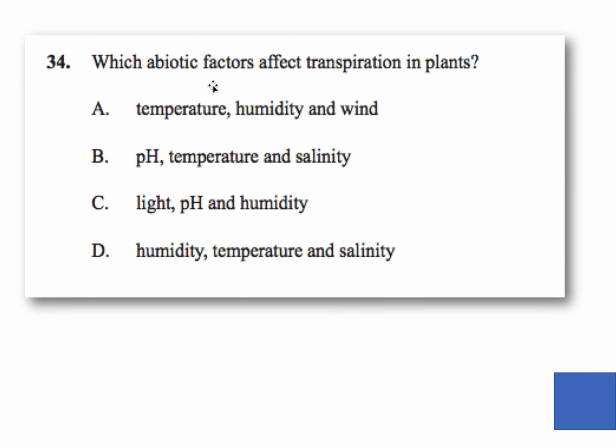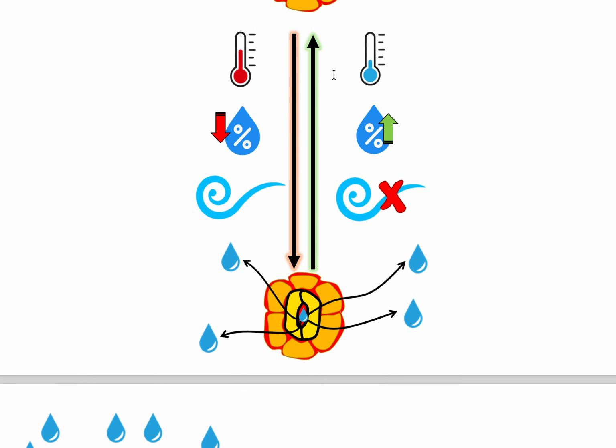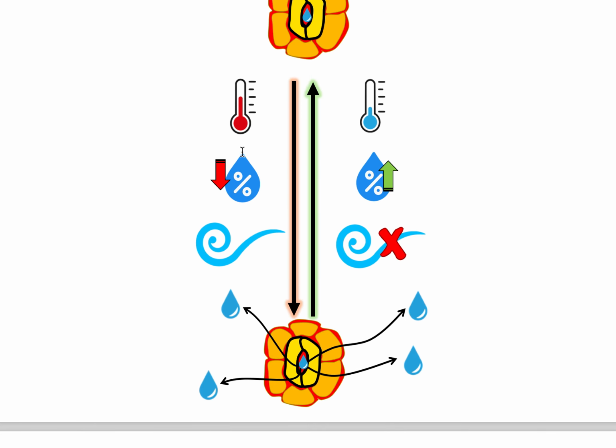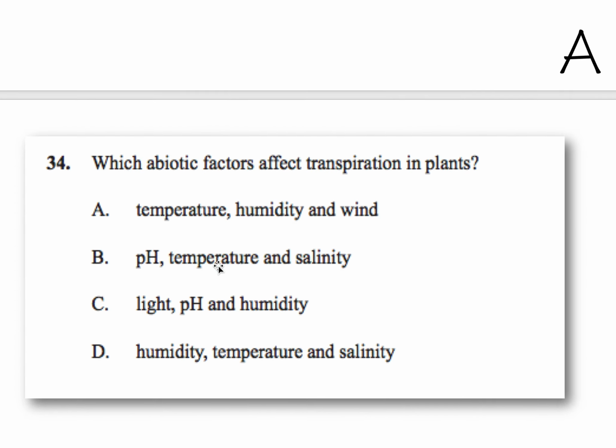Okay, so last one here. Which abiotic factors? So again, we come up with this word. Abiotic meaning non-living factors, including wind, temperature, all this stuff. Which abiotic factors affect transpiration, again, sweating in plants? So already remember I showed you there are all these things. Heat, humidity, and wind are the main things you need to know about. So let's see what they say. So they're saying temperature, humidity, and wind. Yeah, that's the three we learned about. So probably it's going to be A.